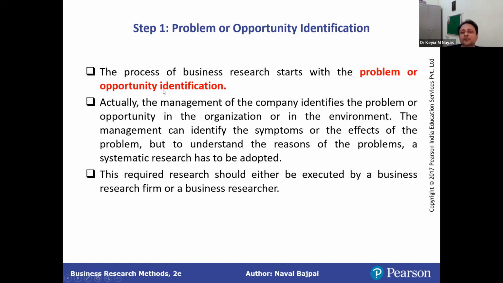So the process of business research starts with the problem or opportunity identification. The management of the company identifies the problem in the organization or in the environment. The management can identify the symptoms of the effects, understand the reasons, and systematic research has to be adopted. This required research should either be executed by a business research firm or a business researcher.